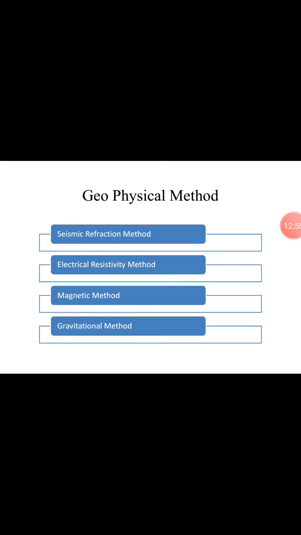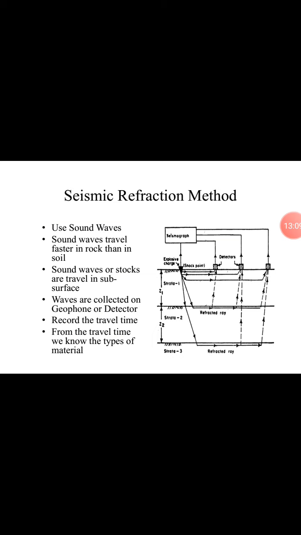Now next is the geophysical method. The geophysical method is divided into four main parts: seismic reflection method, electrical resistivity method, magnetic method, and the fourth one is the gravitational method. Now we discuss them one by one. First is the seismic reflection method.